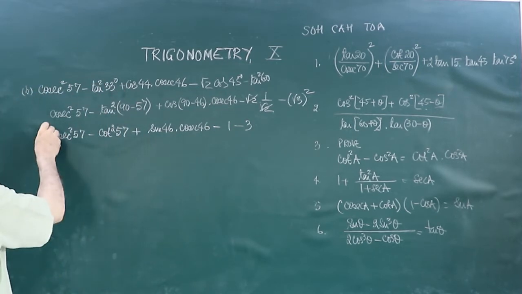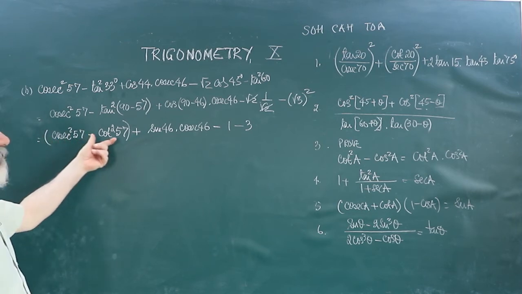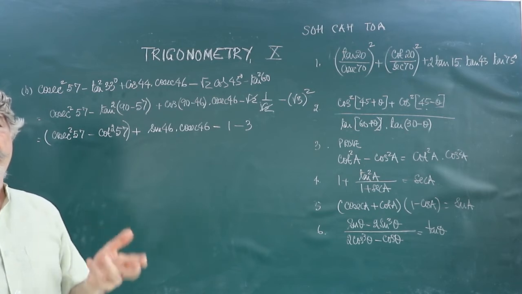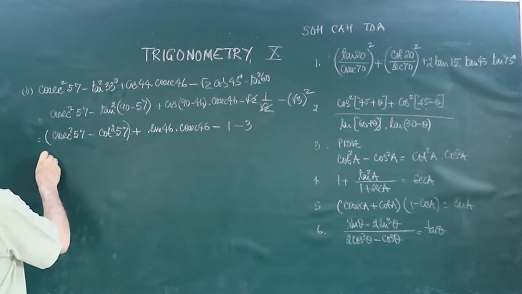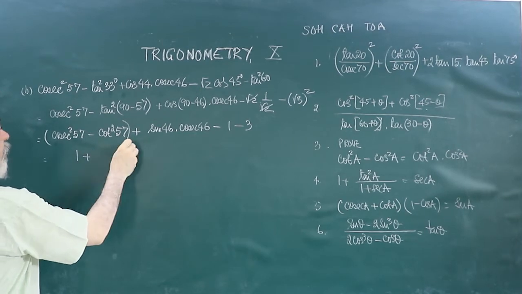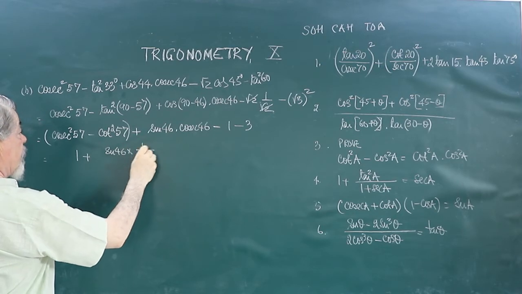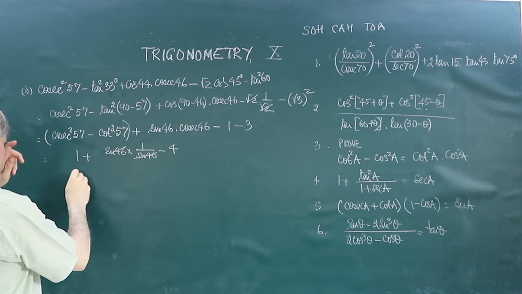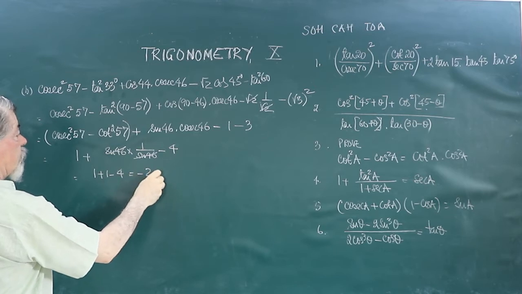Now cosec square theta minus cot square theta is 1. Cosec square 57 minus cot square 57, we know the basic identity: cosec square theta minus cot square theta is 1, so it will be 1. Sin 46 and cosec 46 can be written as 1 upon sin 46, plus minus 4. So it will cancel. It will be 1 plus 1 minus 4. That will be minus 2.